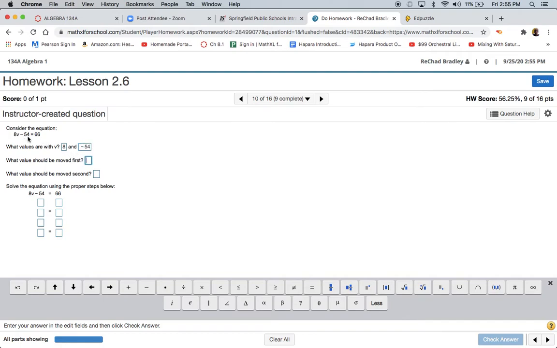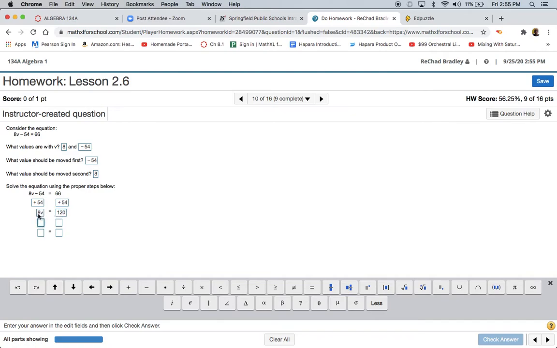The value that should be moved first is the weaker, so negative 54, and then 8 should go after that. Again, we're not even paying attention to the 66 yet. I want to move this negative 54, and the way I do that is by adding 54 to both sides. This goes away. Remember that 8v comes down. 66 and 54, I believe, is 120.